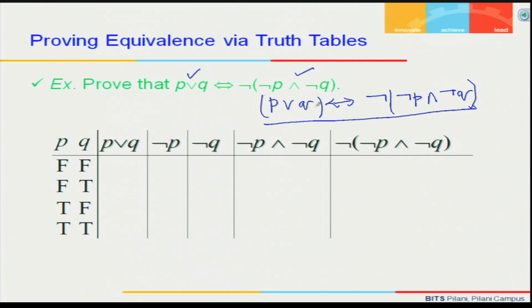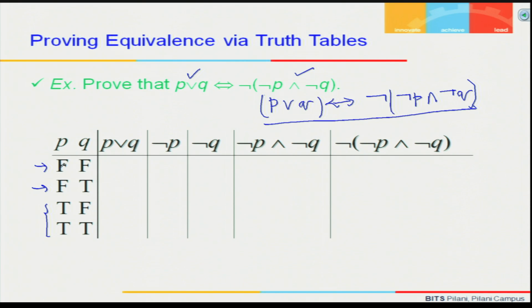Now let us find out the value of this compound statement. So how many rows will our truth table have, how many different combinations of values can P and Q assume? One combination is P false and Q false. Another combination is P false and Q true, and these are the other two combinations.